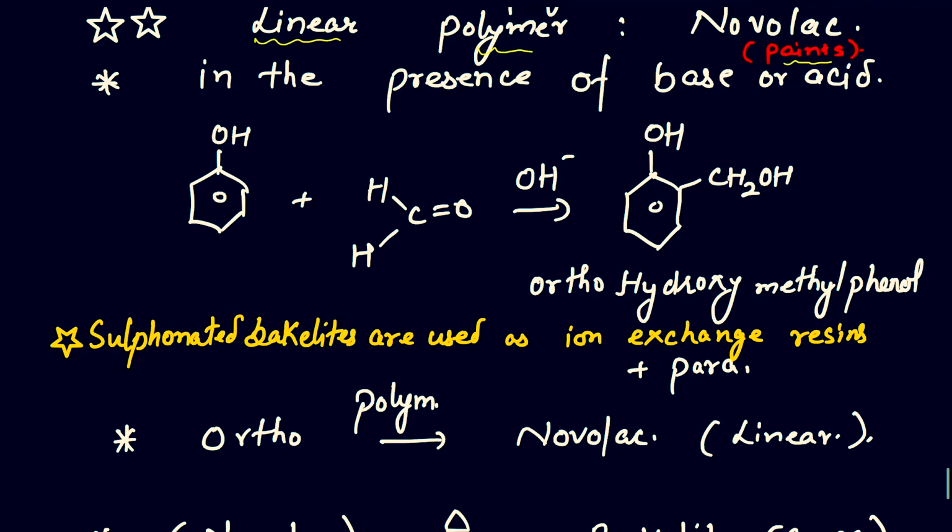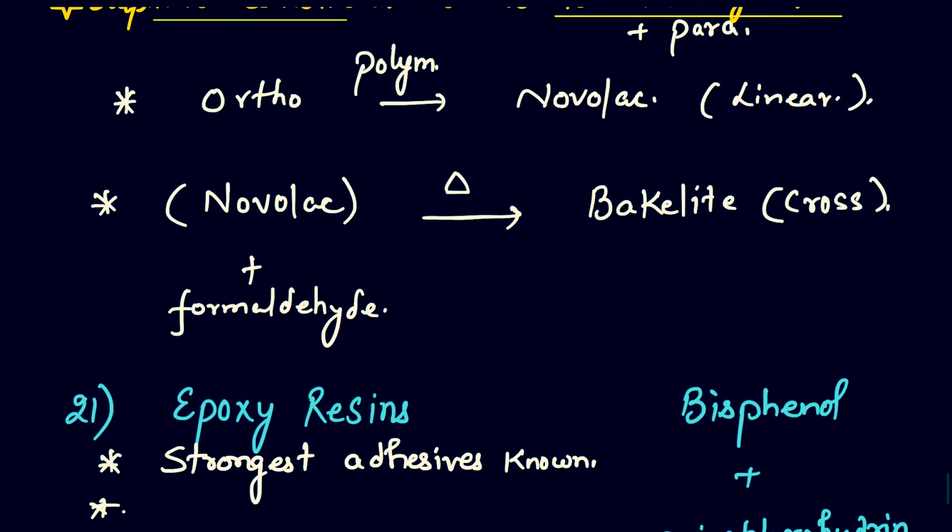The reaction occurs in the presence of a base or an acid. First, phenol reacts with formaldehyde to form ortho-hydroxymethylphenol and para-hydroxymethylphenol. Sometimes sulfonated Bakelites are used as ion exchange resins. When the ortho product is polymerized, it forms Novolac, a linear polymer. Novolac and formaldehyde, when heated, form Bakelite, a cross-linked polymer.